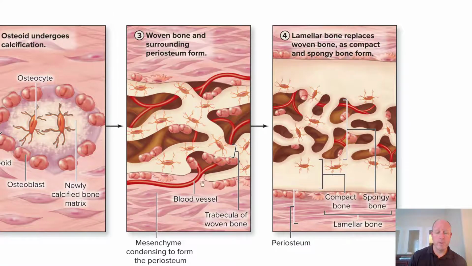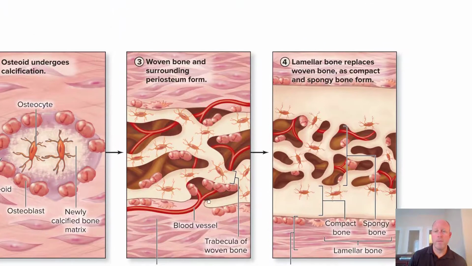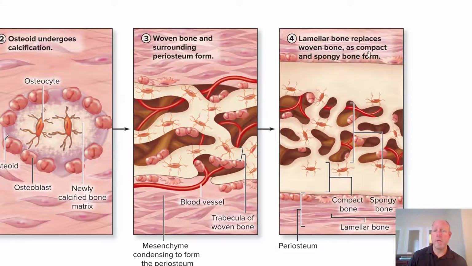Here we can see the blood vessel, basically bringing blood to the cells. And the trabecula of the woven bone. Mesenchyme condenses to form the periosteum outside here. And the lamellar bone replaces the woven bone as compact and spongy bone form. So we can see that compact bone now forming, and the spongy bone as well. Lamellar bone out here, and that periosteum on the outside.